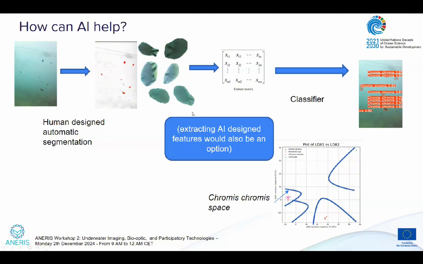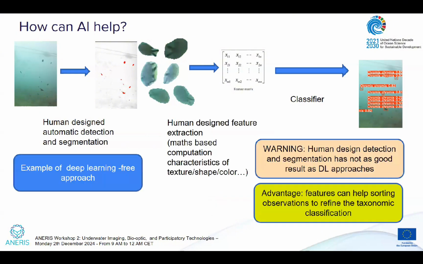Just as a parenthesis, one way to use deep learning here would be not to extract the features manually, but to design the features by deep learning. I will not talk about that, but it is also a possibility. For now, deep learning is getting much better results than human-designed detection and segmentation in most fields, because deep learning is super good in these tasks, in particular detection, segmentation, and classification.